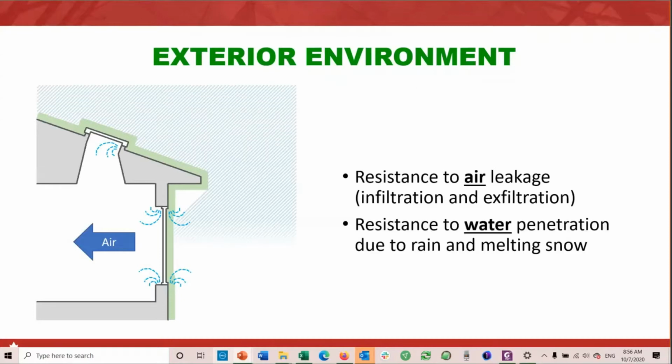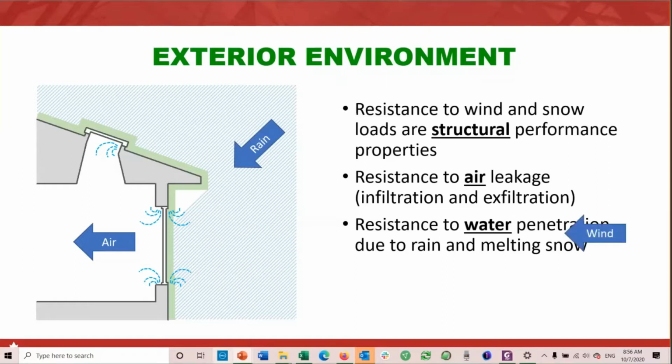Resistance to water penetration due to rain and melting snow is another top item that Part 5 is concerned with, because both infiltrating air and infiltrating water, if they penetrate to the interior of the building, can cause damage to the enclosure and could render the building inoperable. And so Part 5 of the code wants to ensure that these properties are adequate to the environment that the building is in.